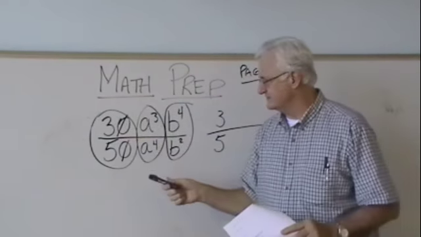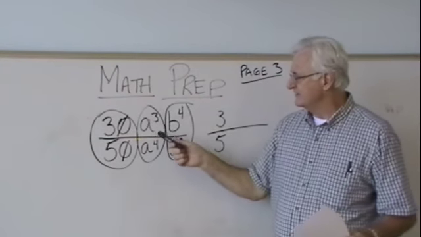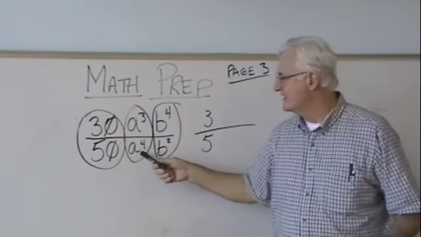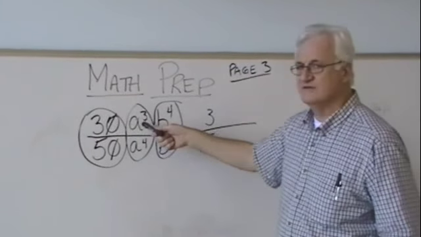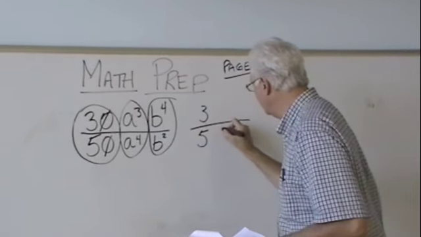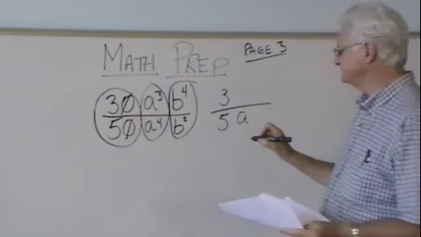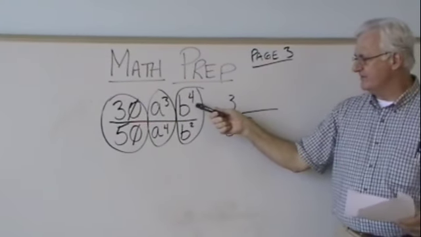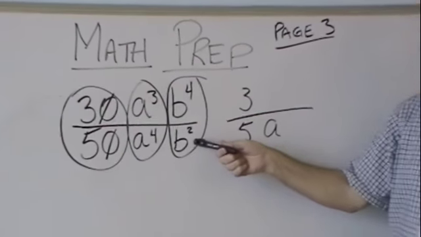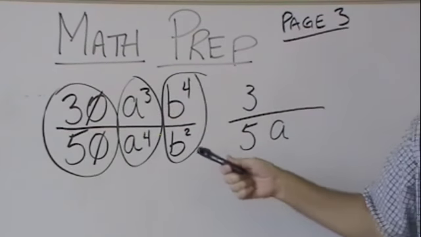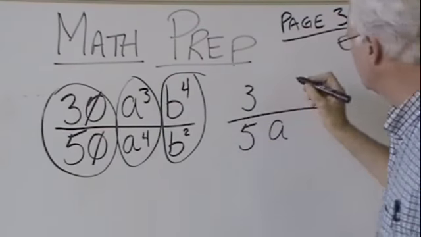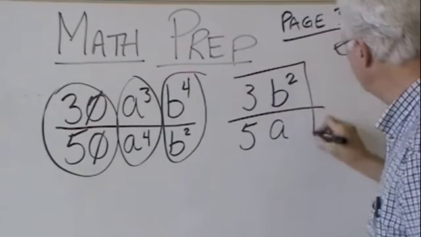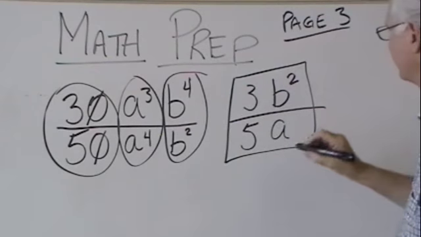Now with the A's, now we deal with the letters. 3 A's on top, 4 A's on bottom. The highest number is on the bottom, and there's one more on the bottom than there is on top. You have your A right there. Now, with our B's, highest numbers on top, we have 4 of them. And down the bottom, we have 2. The leftovers, we're going to have 2 left on top.